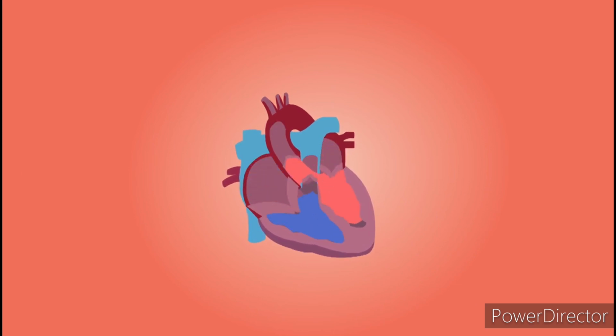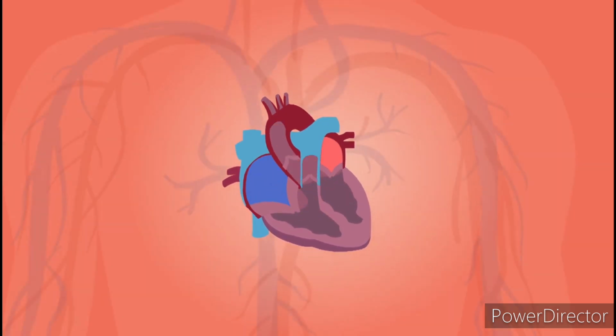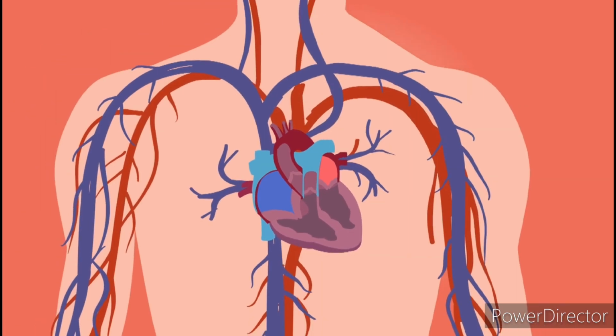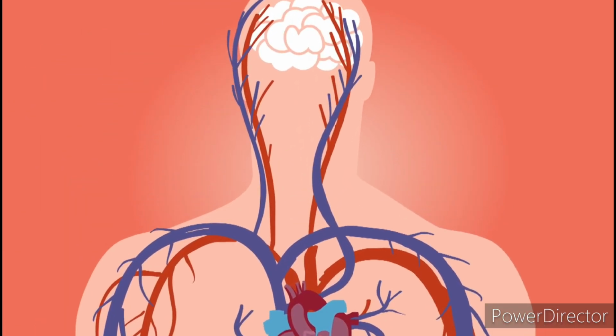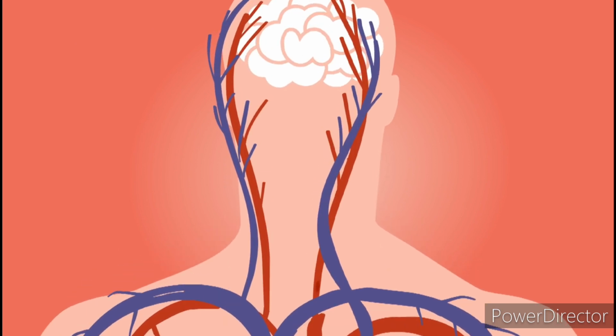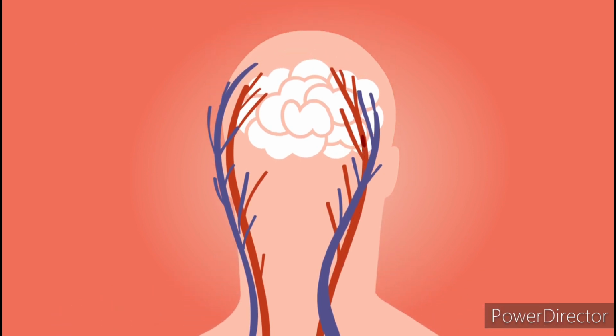For the upper position of the heart, the superior vena cava supplies blood to the upper system, that means the upper portion of our body. Then the lower portion of our body is supplied by the inferior vena cava. Through the inferior vena cava we receive blood from the lower parts of our body. This is the total circulation system of blood through the heart.